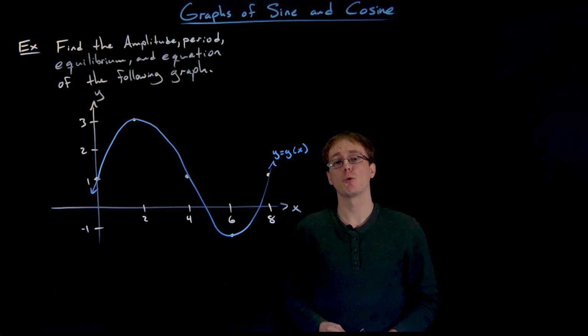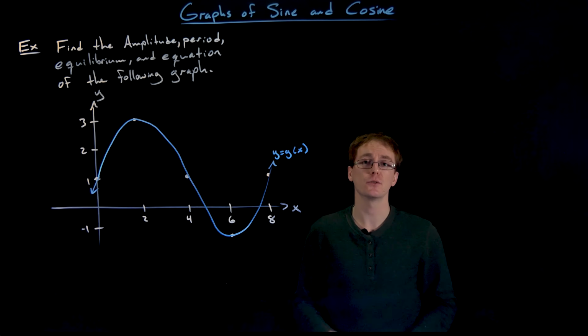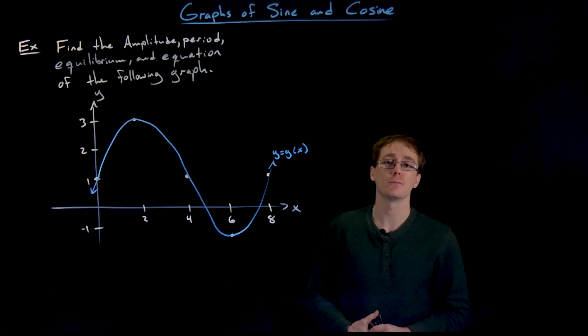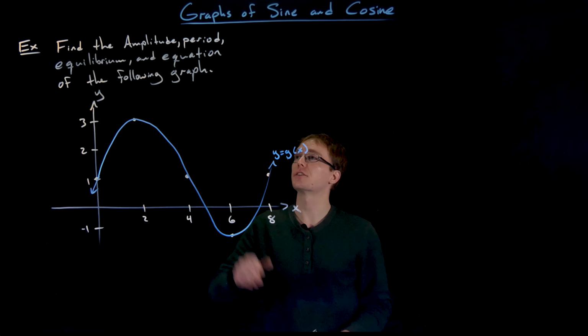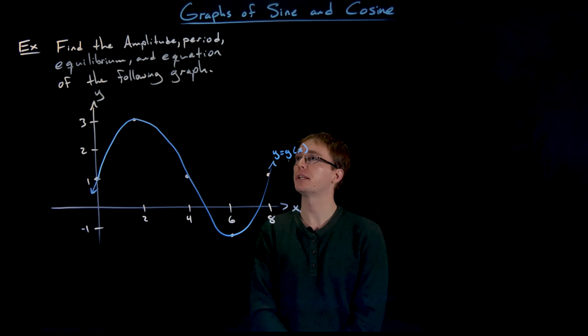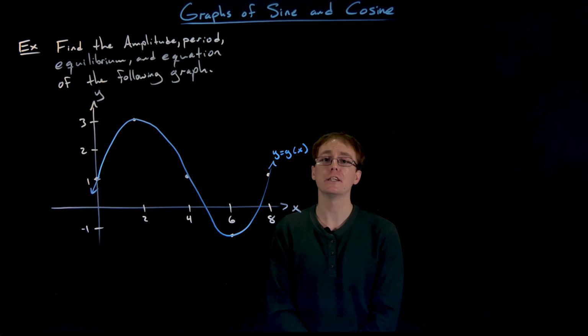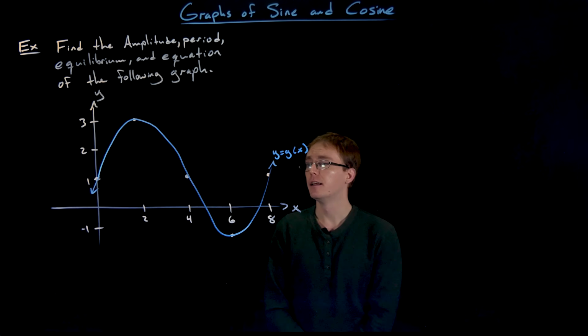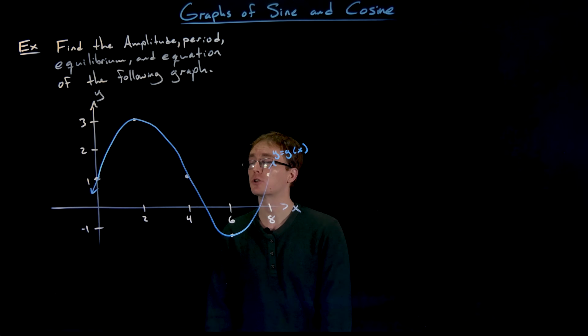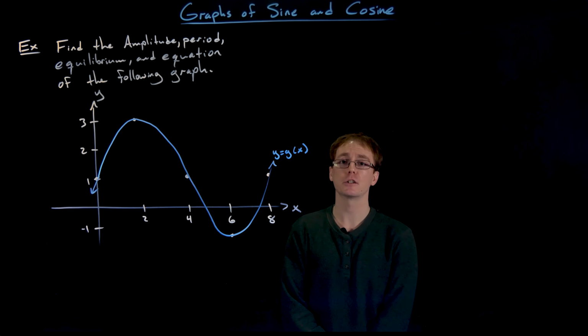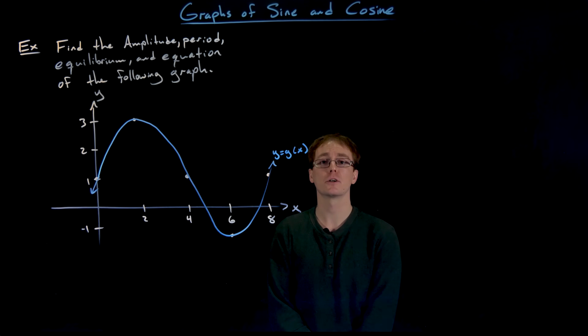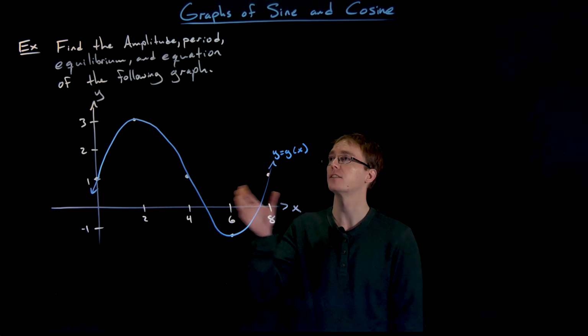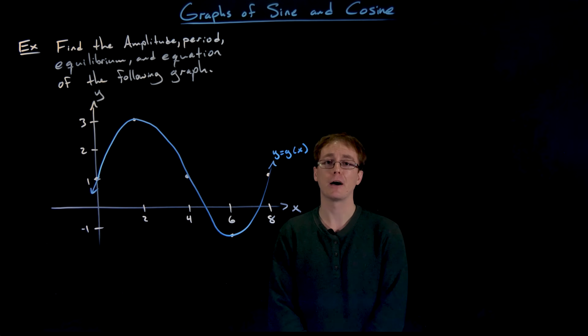Hello everyone, in this example we're going to do something a little bit different and essentially do the inverse of one of the earlier problems that we were looking at. So in this example we were asked to find the amplitude, period, equilibrium, and equation of the following graph. And so here we can see the graph of some transformed sine or cosine function, and we're going to have to kind of work backwards to find its equation along with this other important information about our function.